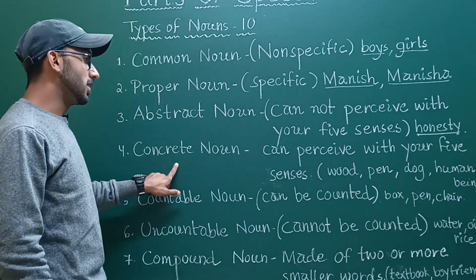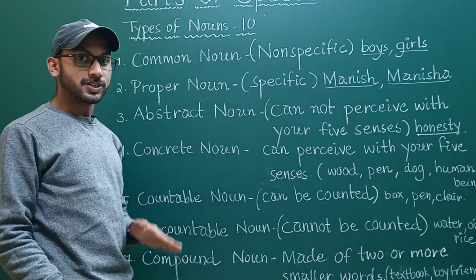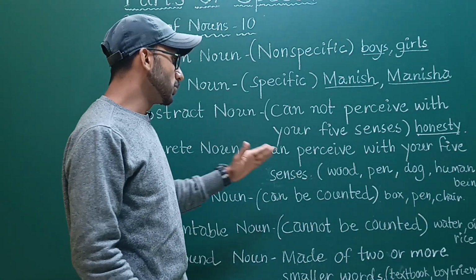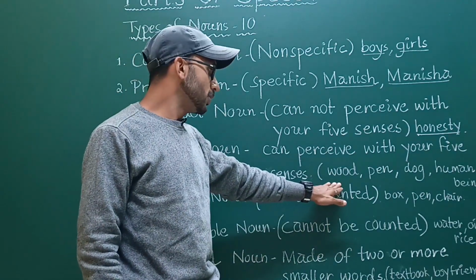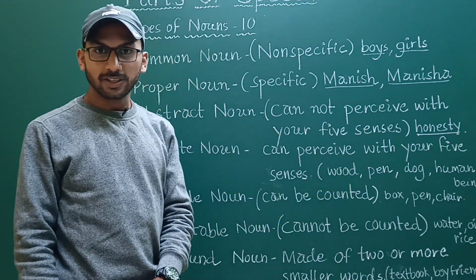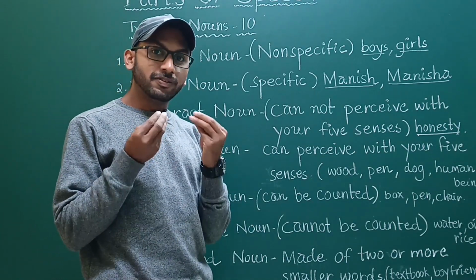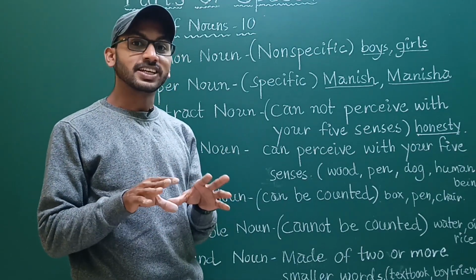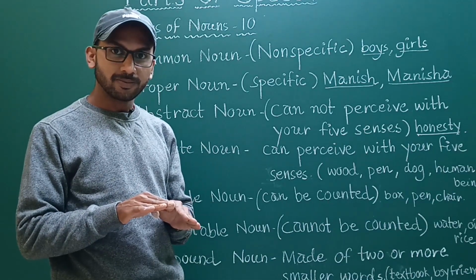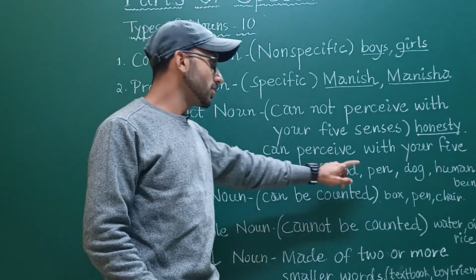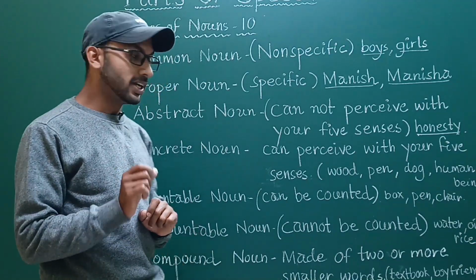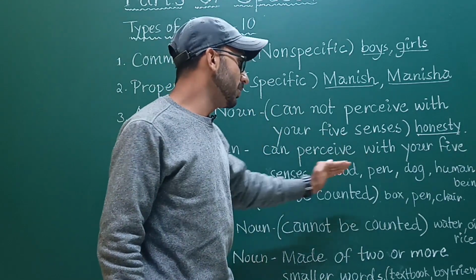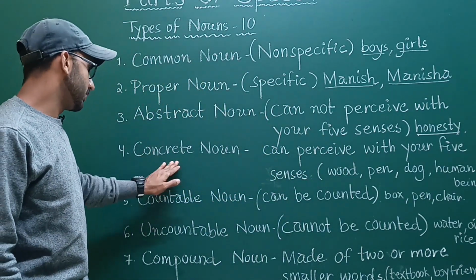Next, it is concrete noun. This is a kind of noun which can be perceived by your 5 senses. For example, if I want you to touch wood, a piece of wood, you can touch it and you can feel it. Means in order to have the feeling of the wood, you must touch it. You can touch and then can feel and can say that it is hard. The wood is hard. If I ask you to touch a pen, after holding the pen you can say it is hard. So next, human being. So these are coming under the concrete noun.